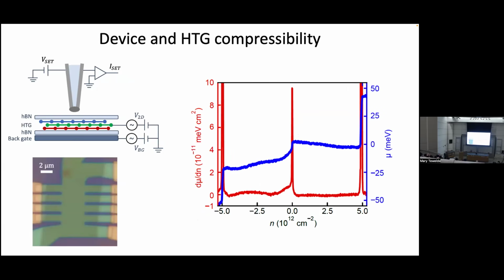So what do we measure? Well, this is a helical trilayer graphene device, which we've fabricated into a Hall bar here. And if we just park our tip at some spot over top of the sample and measure d mu dn, that gives us this red trace here. So you can see there are a few peaks here. And in particular, I want to highlight these peaks on the outside, about plus minus 5 times 10 to the 12 electrons or holes per centimeter squared. Those peaks, remember, correspond to some energy gap, some incompressible state. That's the energy gap between these flat bands and the dispersive bands.